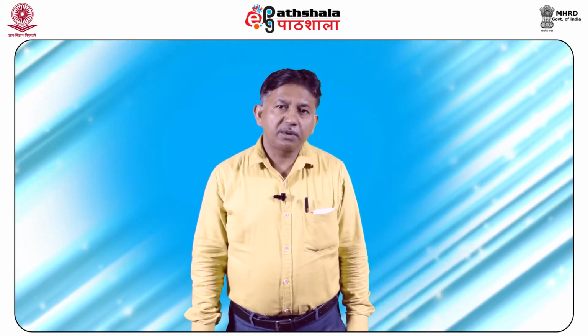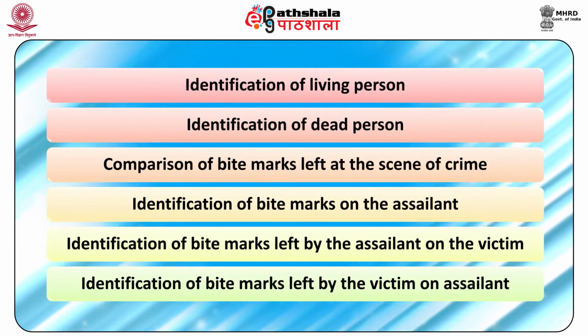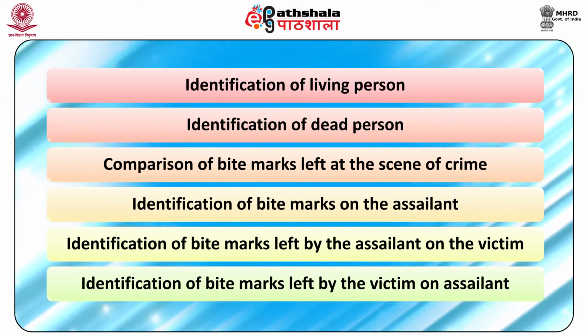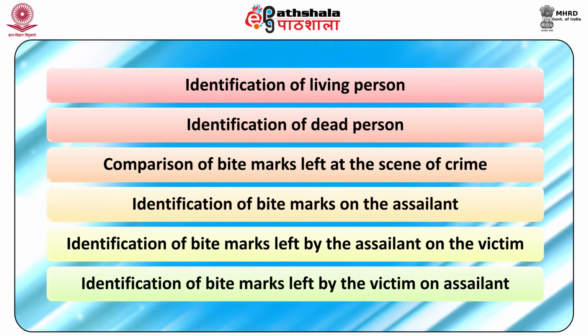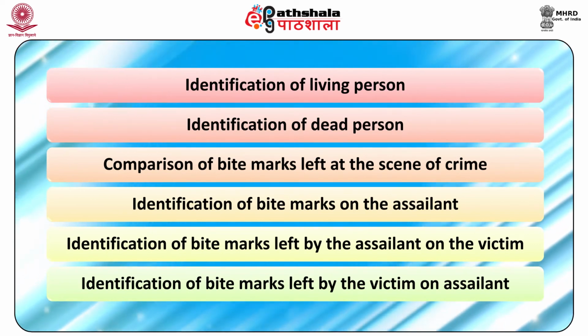The problems of criminal nature may involve identification of a living person, identification of dead persons, comparison of bite marks left at the scene of crime, identification of bite marks on the assailant, identification of bite marks left by the assailant on the victim, and the identification of bite marks left by the victim on the assailant.